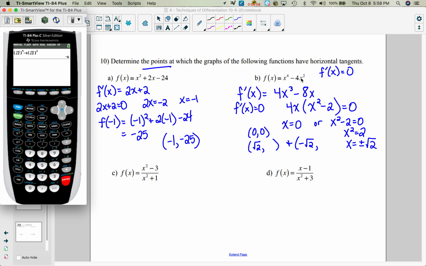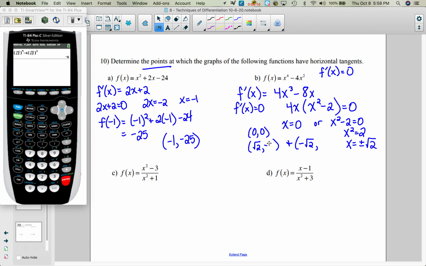So you could work this out. It wouldn't be that hard, but I did it there. So we have -4. And if it was negative square root of 2, since you're raising it to even powers, you're going to get the same thing. So it's going to be -4. So there's going to be 3 places. Now, if you graphed this, you're going to see that.